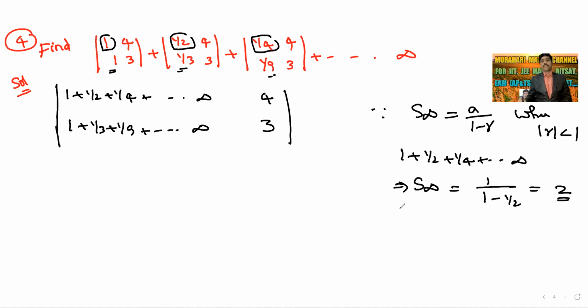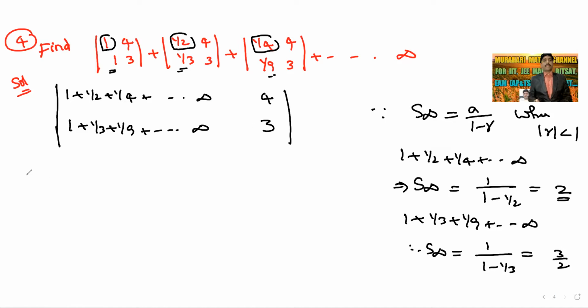Next, 1 plus 1 by 3 plus 1 by 9 and so on to infinity. Therefore, as the sum of an infinite GP, it will be A by 1 minus R, with common ratio 1 by 3. So it will be 3 by 2. Right? So this is 2, 4, 3 by 2, 3.